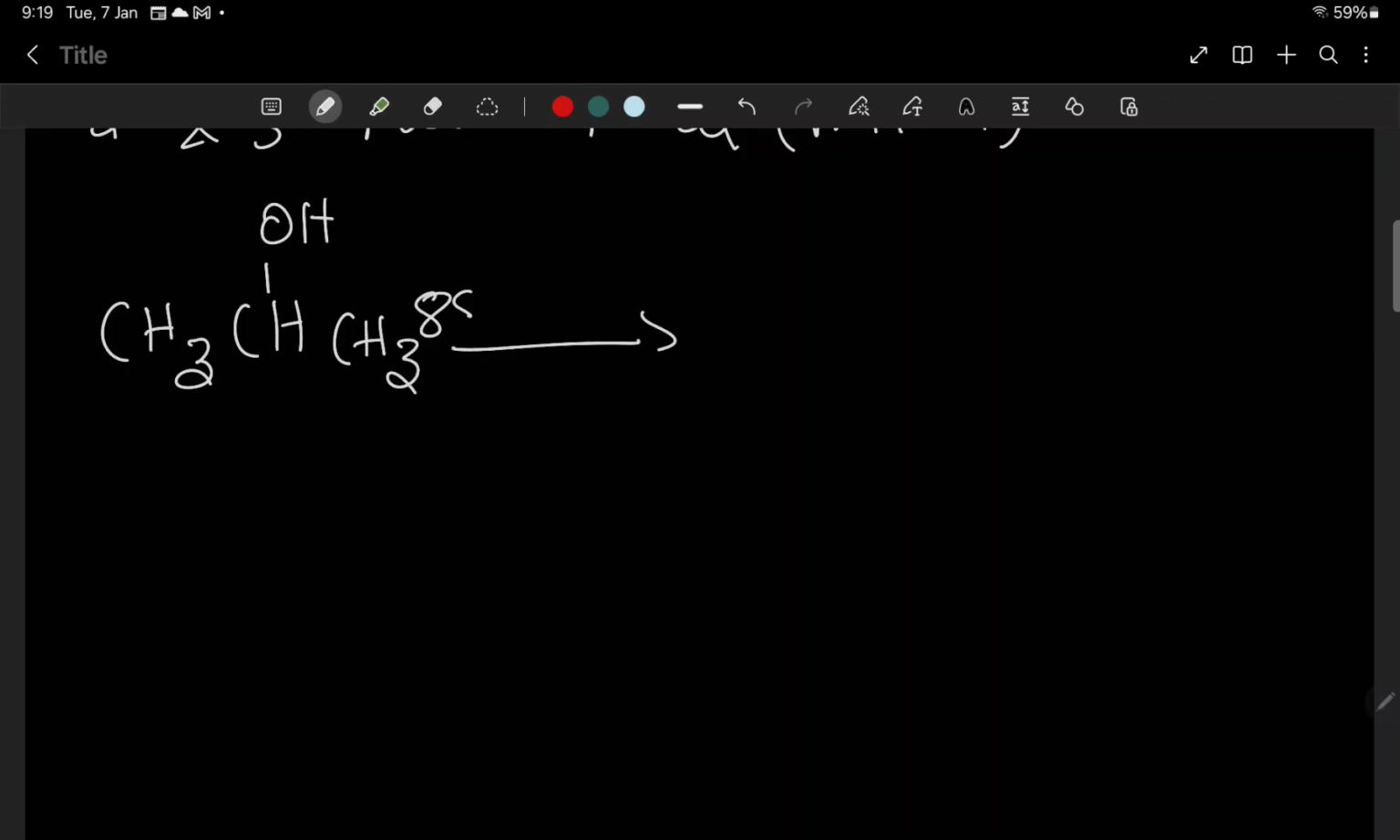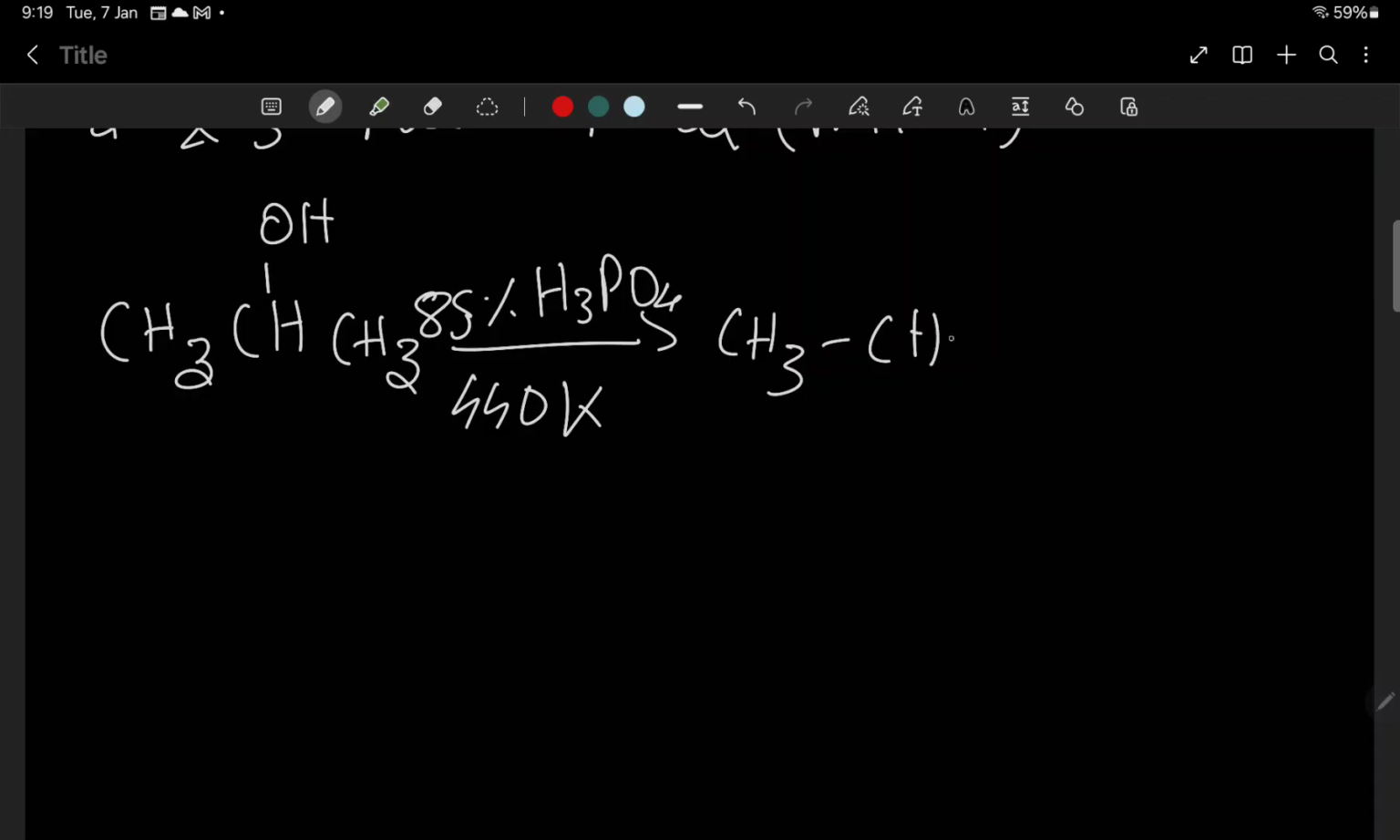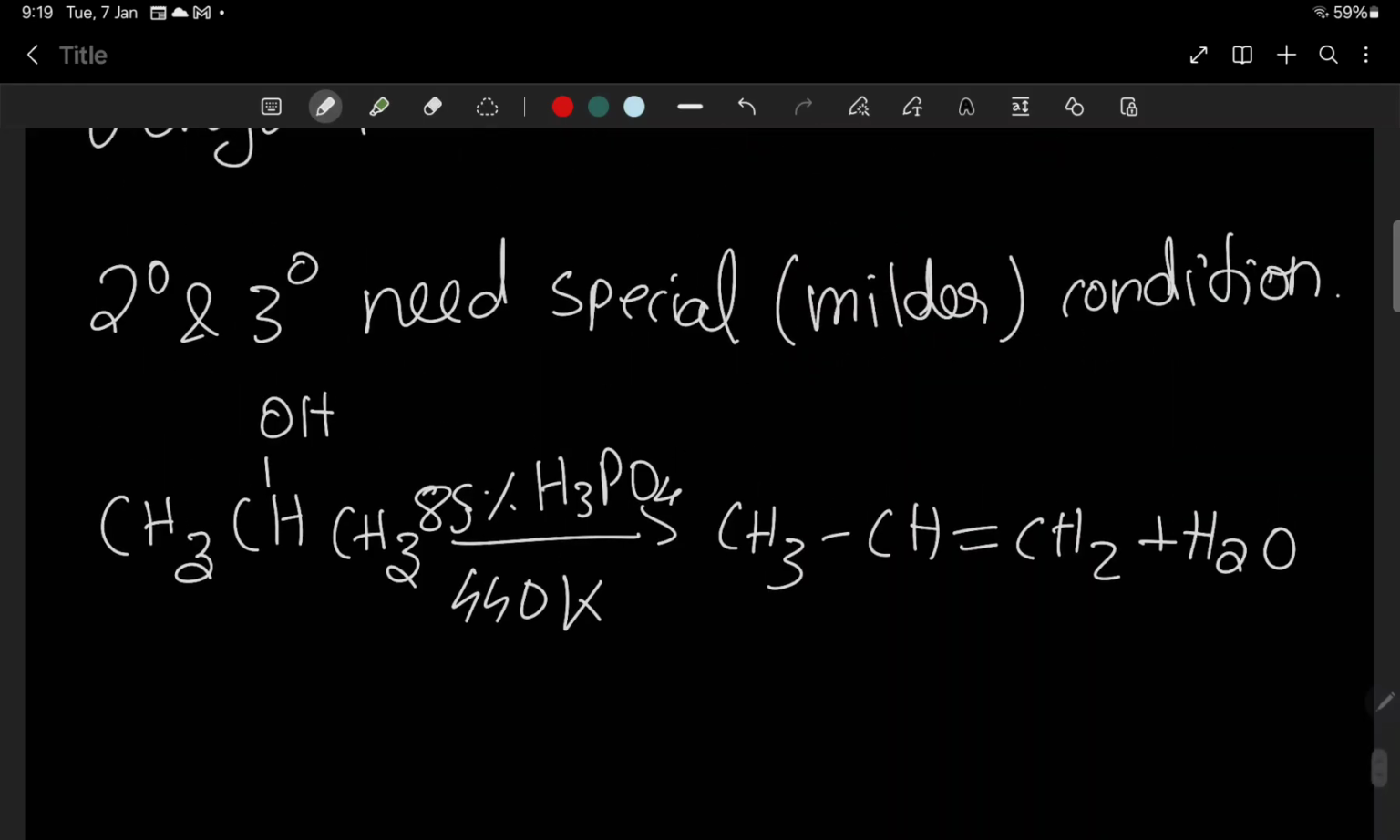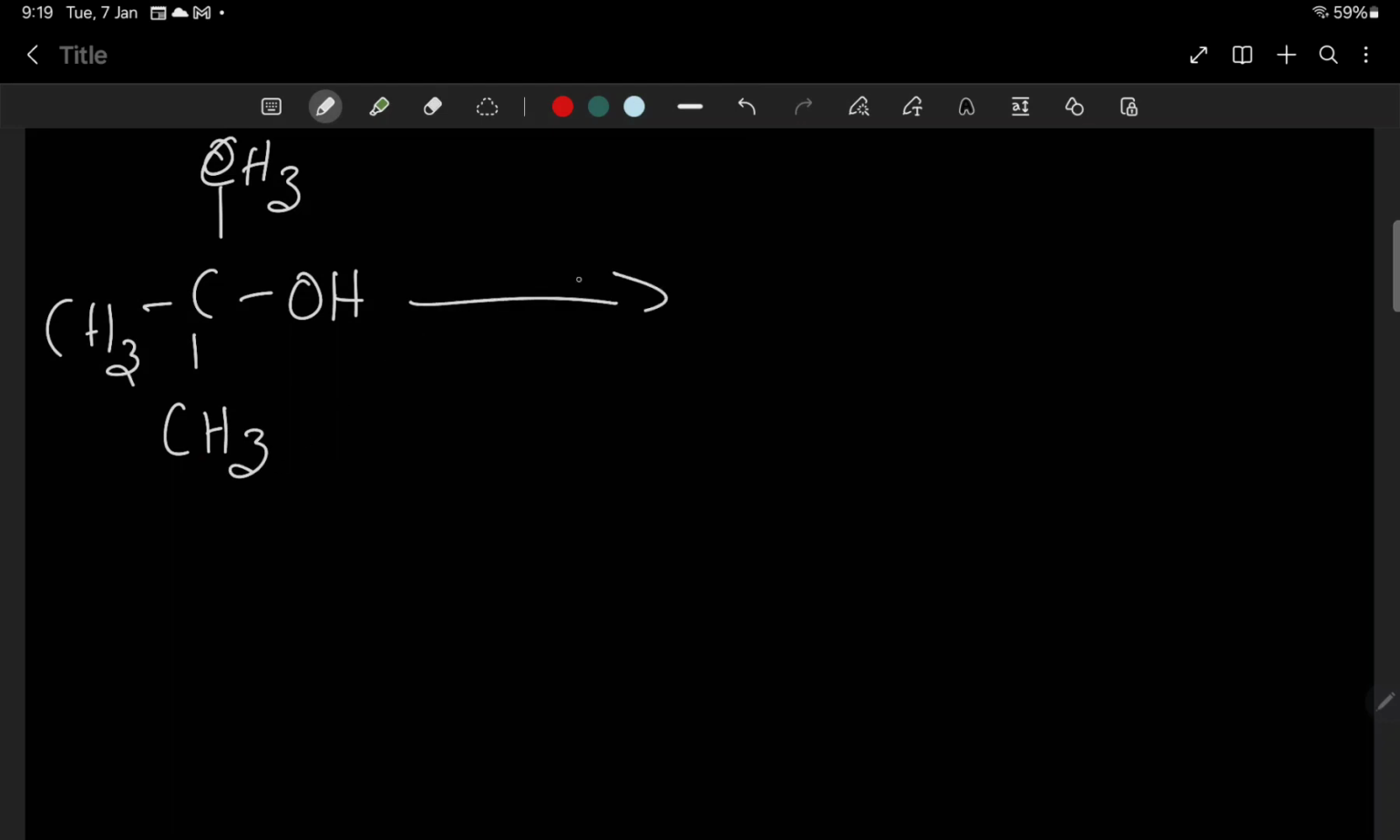There we use 85% H3PO4 solution, not H2SO4, orthophosphoric acid, and we get the dehydrated product accordingly. Important. For tertiary, we need some other, even milder condition. Take this compound. Here we need 20% H3PO4 only. That is a very mild condition.